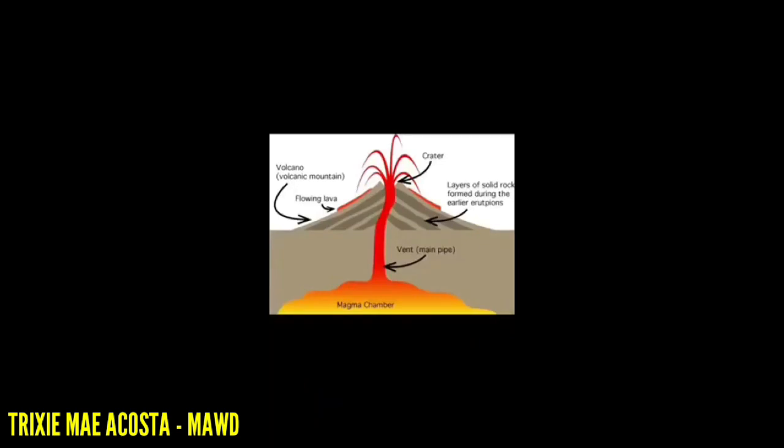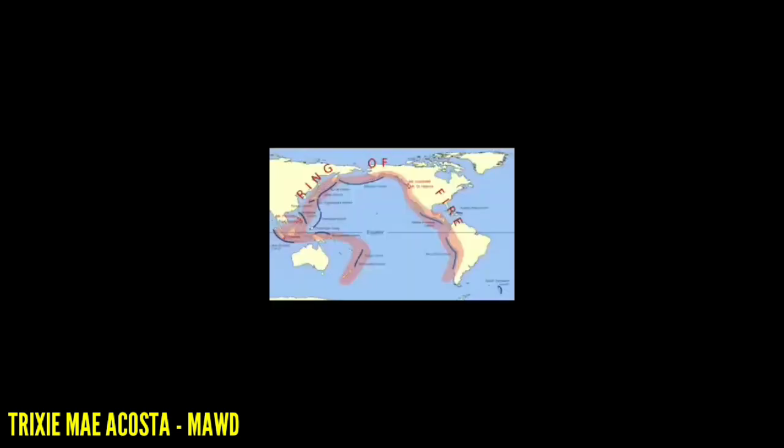Vent. Opening of a volcano through which lava and other volcanic materials are extruded onto the surface. Ring of Fire is an area where a large number of earthquakes and volcanic eruptions occur in the basin of the Pacific Ocean. At ang Ring of Fire naman ay horseshoe shape na may haba na 40,000 kilometers at ang lapad naman niya ay 500 kilometers.